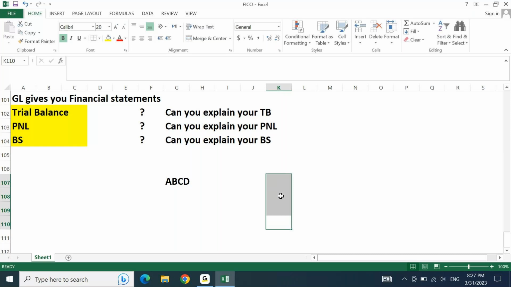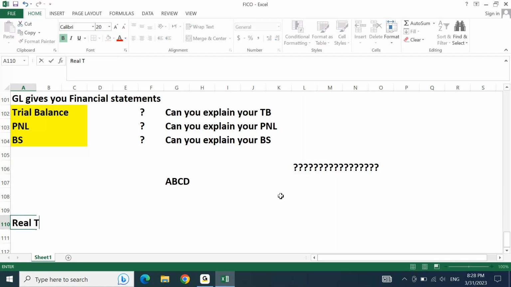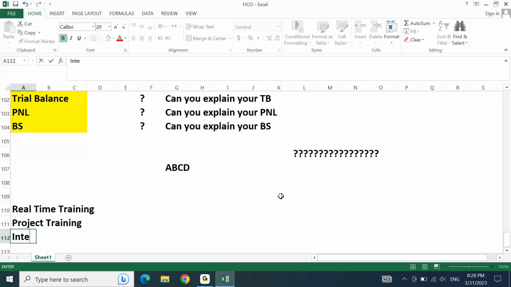But in fact, if you go at that pace, you will understand nothing. You will be left with full of question marks. After your training, you will be behind something called real-time training. You will be behind project training. You will be behind interview preparations.